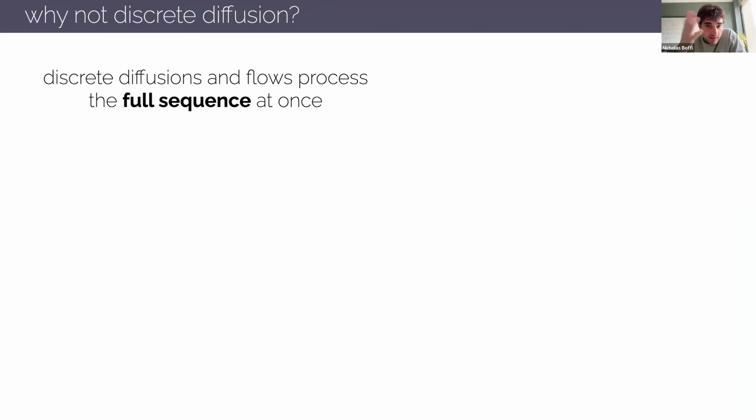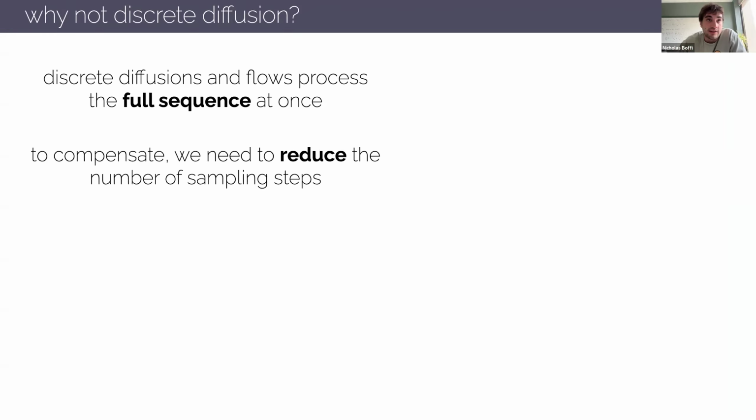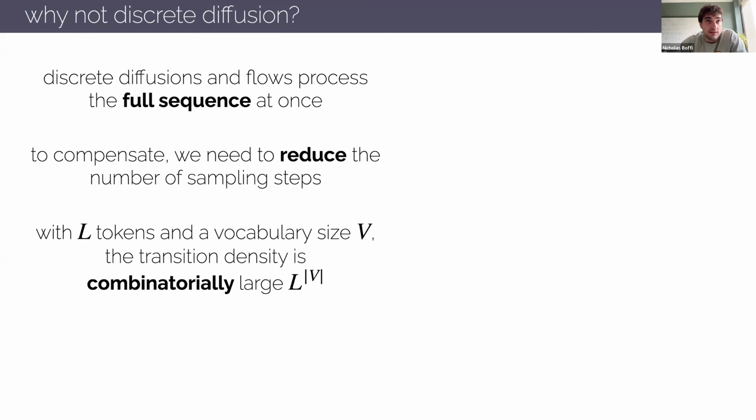So discrete diffusions and flows process the whole sequence of tokens at once. And that means that if we want to compensate for this extra cost of processing the whole sequence at once, we actually need to reduce the number of sampling steps accordingly. So in practice, we typically have L tokens. We have a vocabulary of size V. And that means that the transition density that we need to estimate to sample from one of these discrete generative models is combinatorially large. So it's of size L to the V.